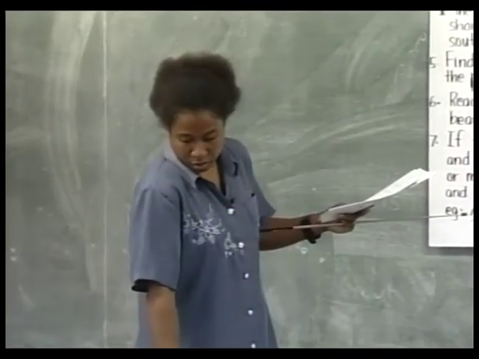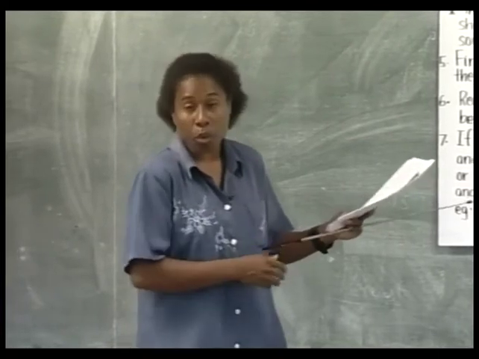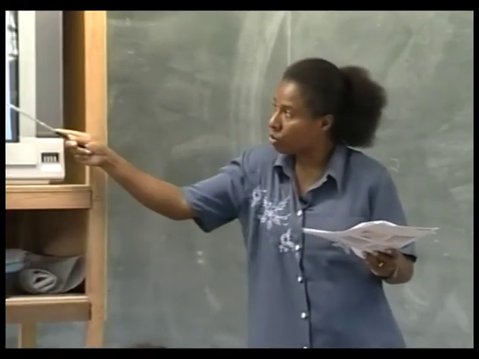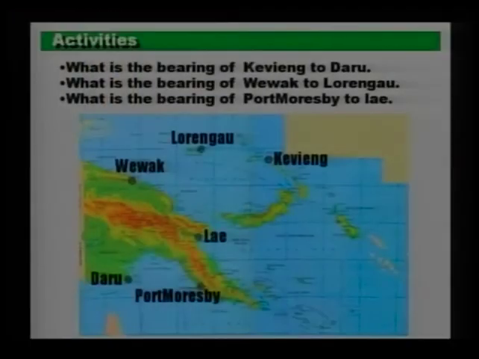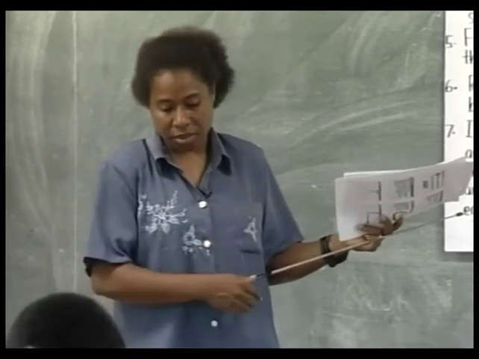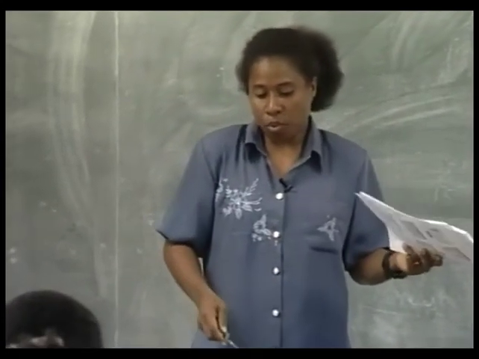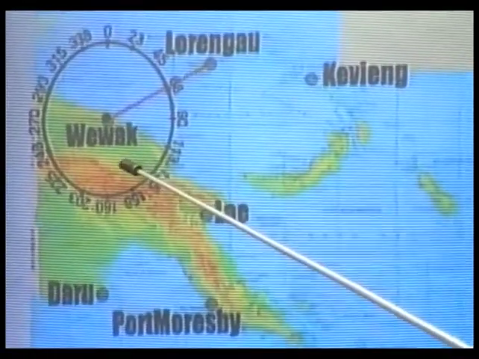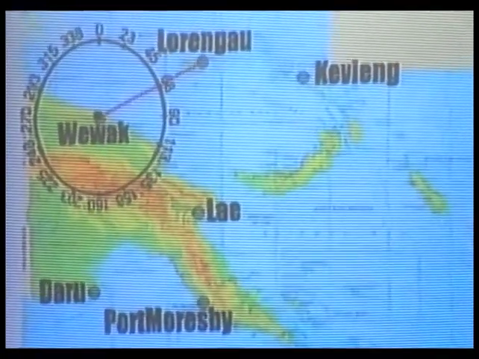Our next question should see us look at the bearing of Wewak to Lorengau. What is the bearing that you have calculated? 68 degrees. We agree with the answer, 68 degrees. Yes, definitely that is correct. Good. So for question 2, the answer is 68 degrees. That is from Wewak to Lorengau. As shown here, 68 degrees from this point to that point. Good. That's question 2 done.